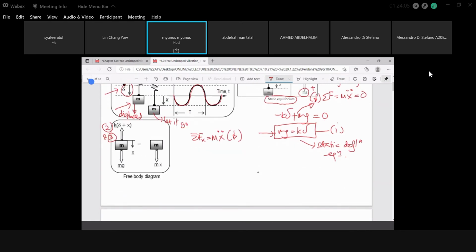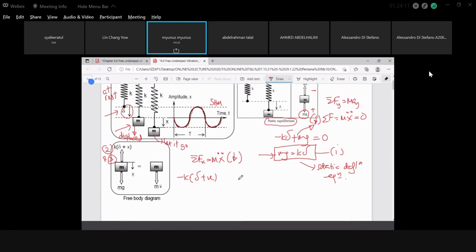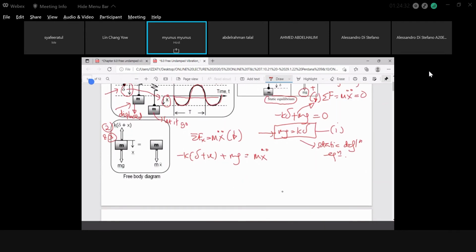What you have here is negative K times delta plus x. Why? Because the first thing just now is delta. Then you have another one oscillating, this one. This one added together. Okay. Then this one, what points downward, is plus mg equal to this one, the mx double dot. It's not very difficult, isn't it?